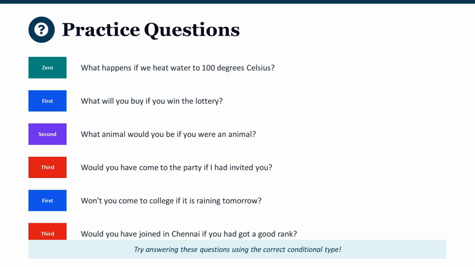Question 5 is again a first conditional question. Won't you come to college if it is raining tomorrow? And question 6 is a third conditional question. Would you have joined in Chennai if you had got a good rank? Try answering these questions on your own, using the correct conditional type.